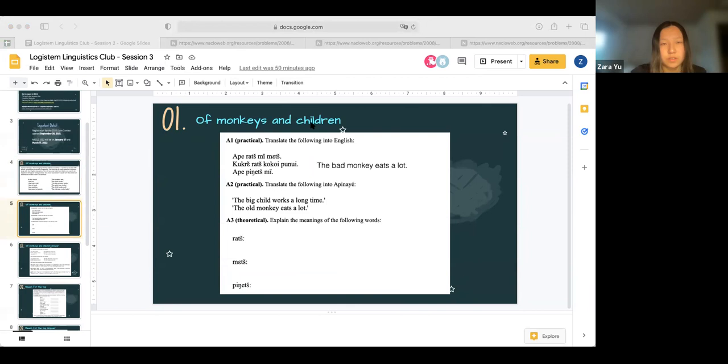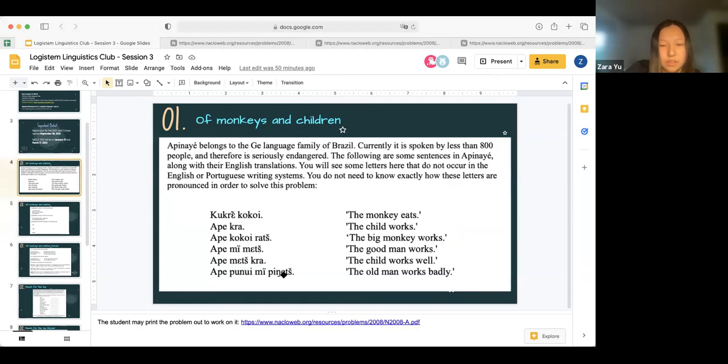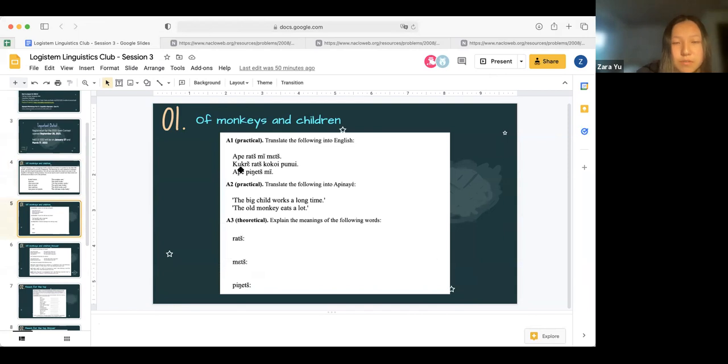For the last one, if we go back, so APE means works again, as we know. And then PINETS means old. So the old man, it's not the old man because old is in front of APE. So we can't say the man works old. That doesn't make sense like the other one. So the man works a long time. Because another thing you can do for old is long amount of time. So that's pretty much what old means. So that's how we translate this one. Okay, so that's how you do A1.